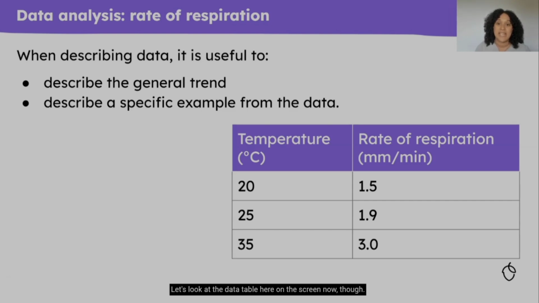Let's look at the data table here on the screen now though. What I want you to do is describe the relationship between the rate of respiration and the temperature. I want you to describe the general trend first and then give a specific example from the data. Is something halving or doubling or tripling, that kind of thing. So you can have 5 seconds to do that, but if you want more time, click pause and click play when you're ready to move on.